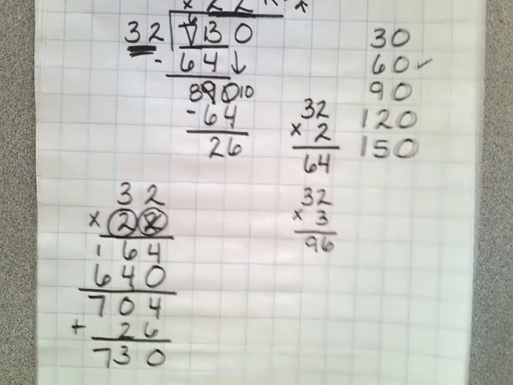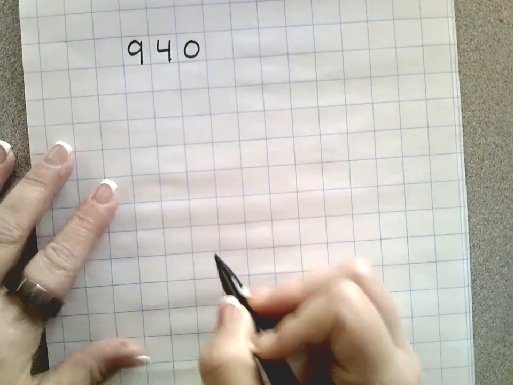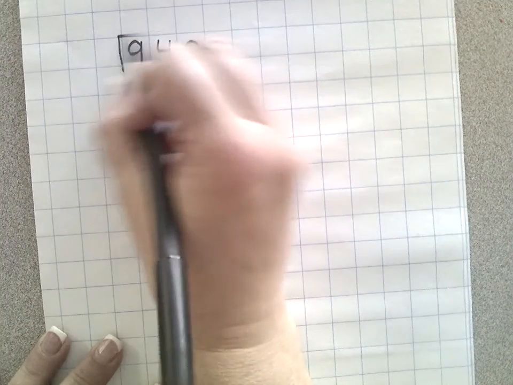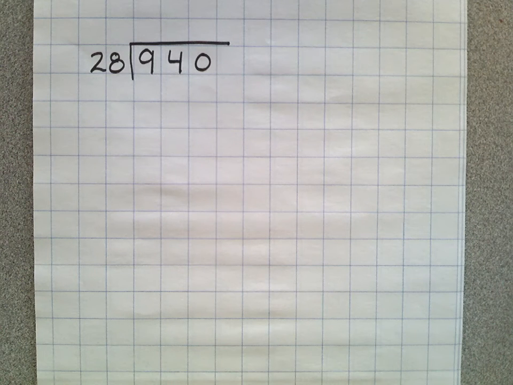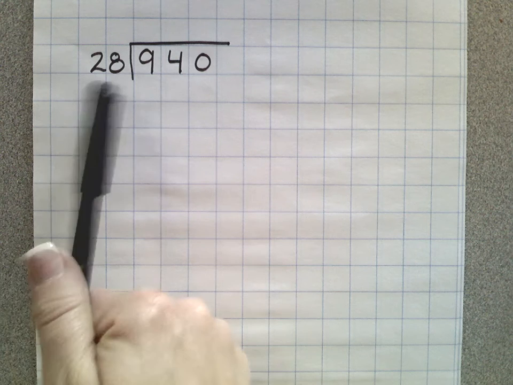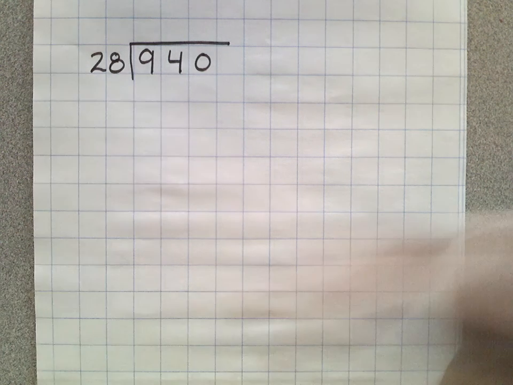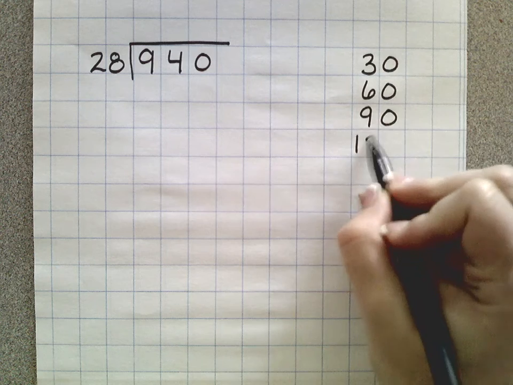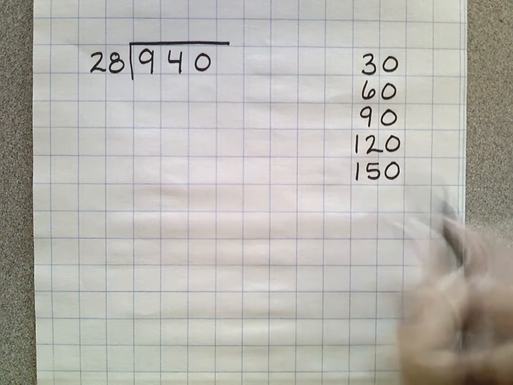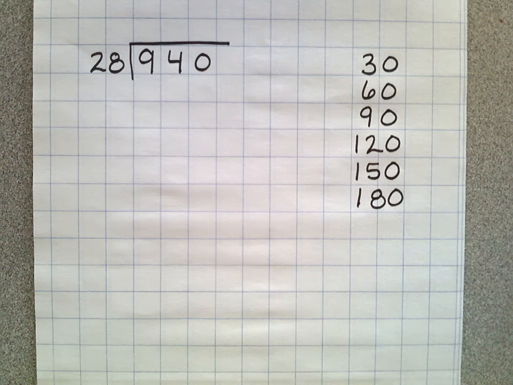All right, we're going to try one more together. Let's do 940 divided by 28. So I'll give you a second to set that up. All right, we're ready to start out with estimation. So 28, I would round up to 30. So I'm going to skip count by 30 again. Please make sure you're skip counting as well. It's just knowing your facts and adding that 0 on the end. So I'm going to go ahead and stop there.